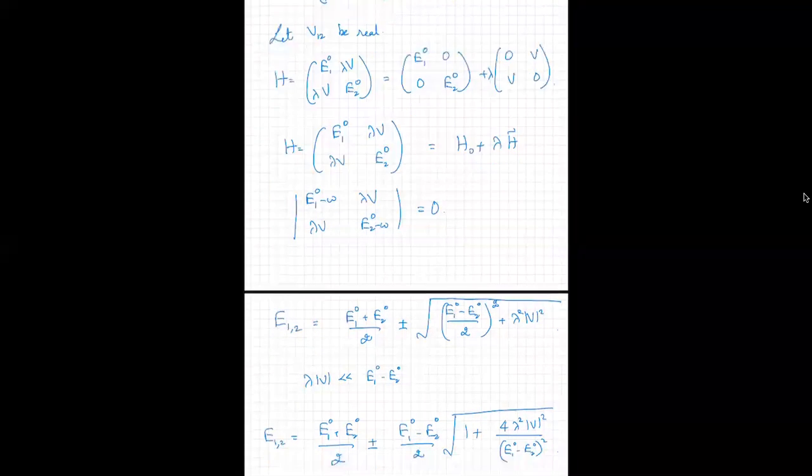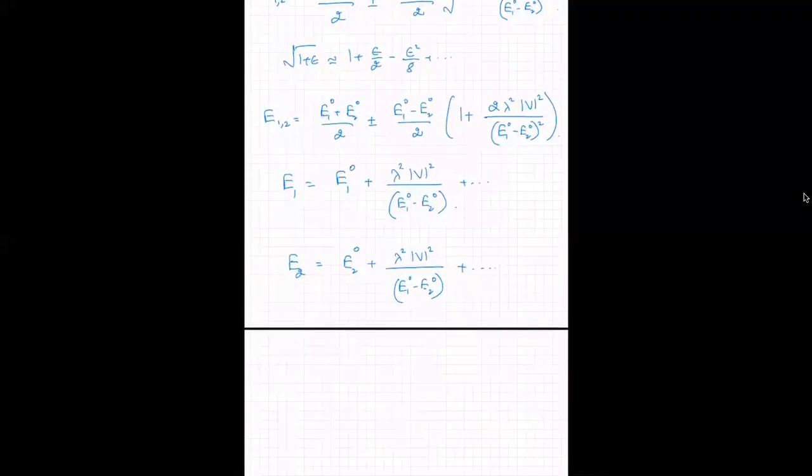So my H had a correction proportional to lambda. So in general, I can expect that the corrections to the eigenvalues would have a term that goes like lambda, a term that goes like lambda squared, a term that goes like lambda cubed, and so on and so forth, if I expand this square root in general. Similarly, the correction to the eigenkets can also have a term proportional to lambda, a term proportional to lambda squared, a term proportional to lambda cubed, and so on and so forth.